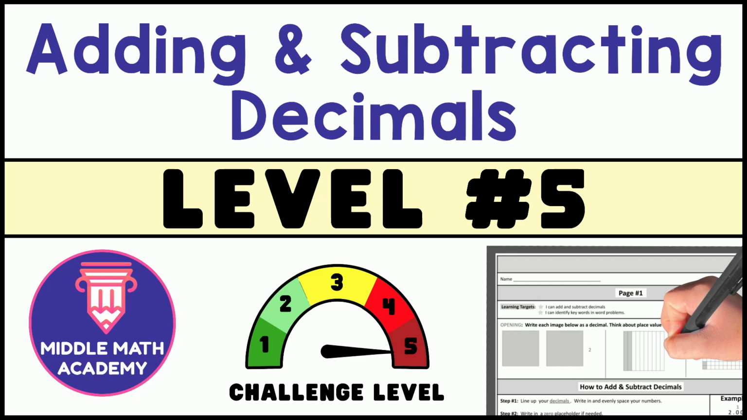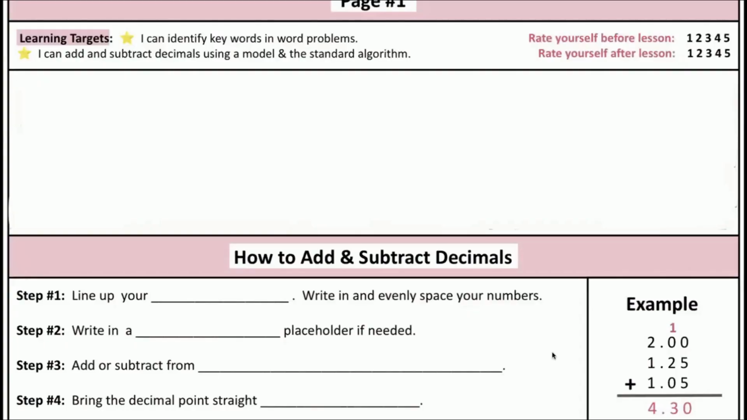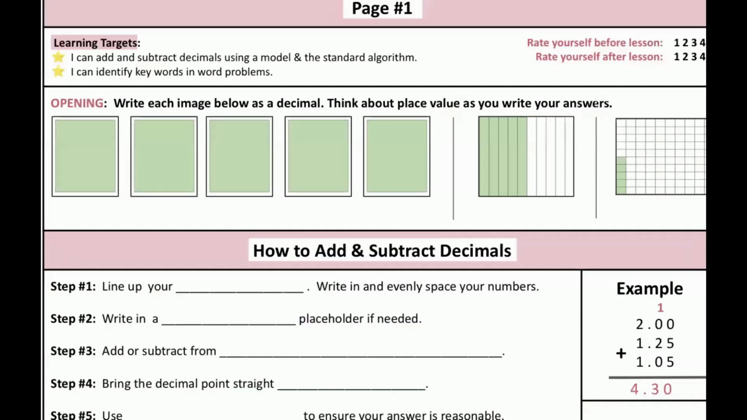Let's get started. Our learning targets today are: I can identify keywords in word problems, and I can add and subtract decimals using a model and the standard algorithm. Before we get started, rate yourself 1 through 5 on our learning targets. 1 is the least confident, 5 is the most confident. Go ahead and complete our opening problems, then come back to the video.